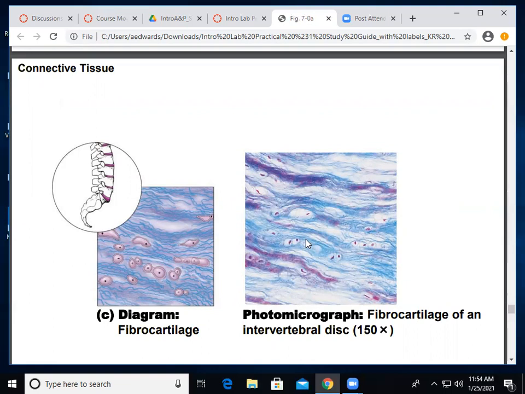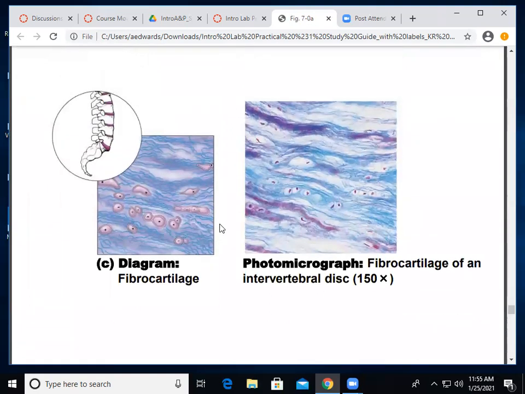All right. So where would you need more fibrous cartilage? Well, in your vertebrae. Okay. So your intervertebral discs have fibrous cartilage in them. So you see these kind of little blue lines, and they may not be blue depending on how they stain it, but if you see the lines in the cartilage, it's fibrocartilage. Those are fibers.